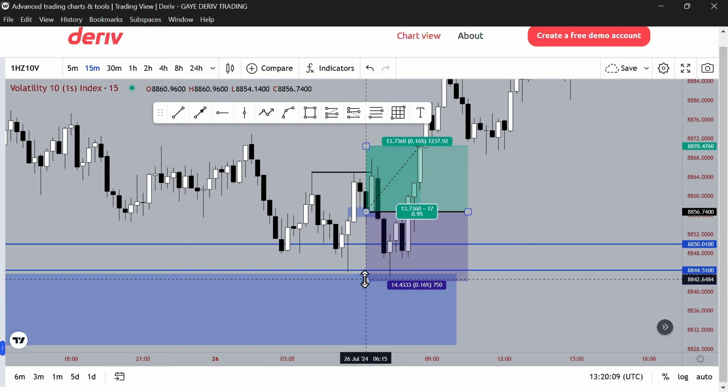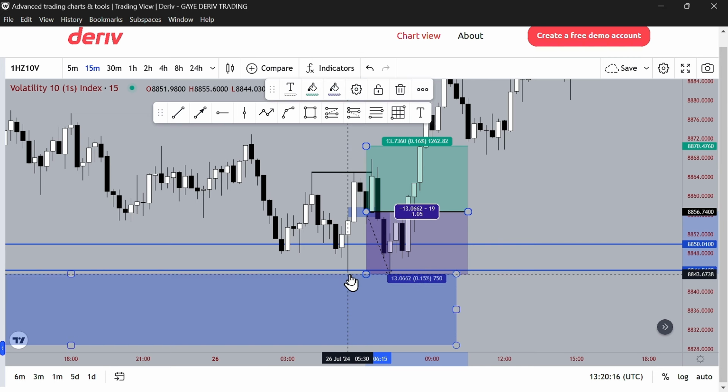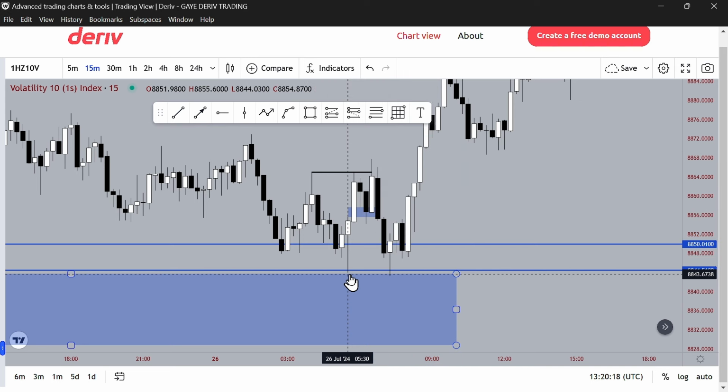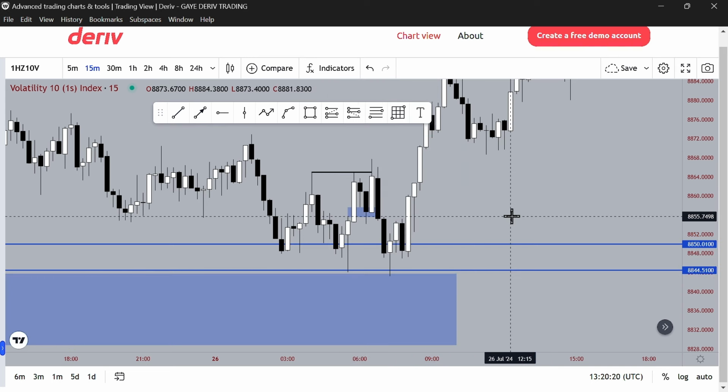For me, definitely I would have been stopped out, because normally I place a stop loss very, very tight below the swing low. So let's say we got stopped out. Don't give up on the sector, okay? Because we are still bullish on H4.